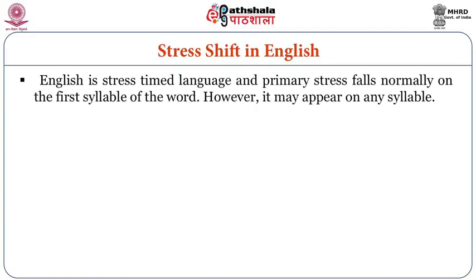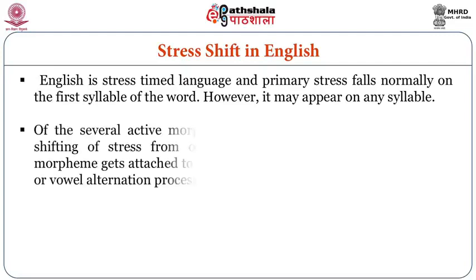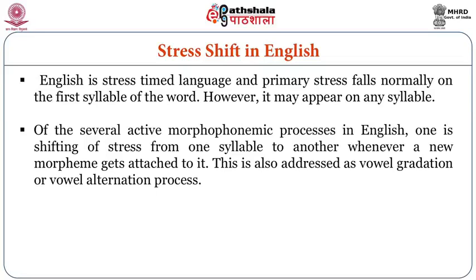English is a stress-timed language and primary stress falls normally on the first syllable of the word. However, it may appear on any other syllable as well. Of the several active morphophonemic processes in English, one is the shifting of stress from one syllable to another whenever a new morpheme gets attached to it. This is also addressed as the vowel gradation or vowel alteration process.